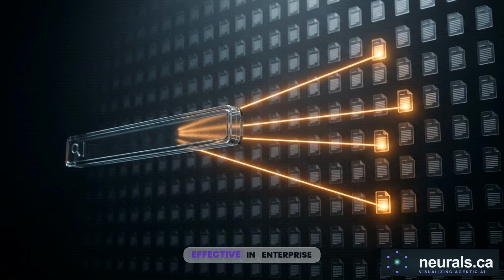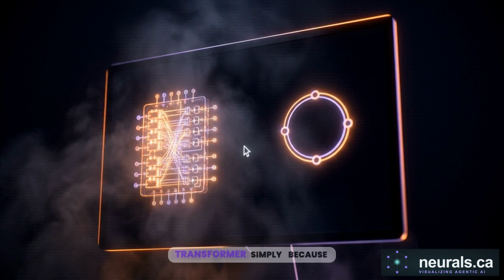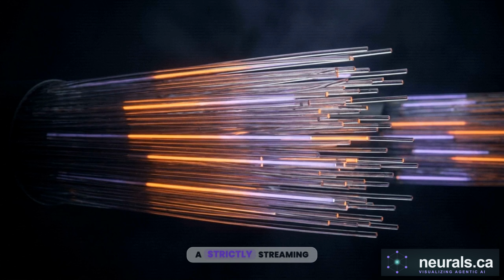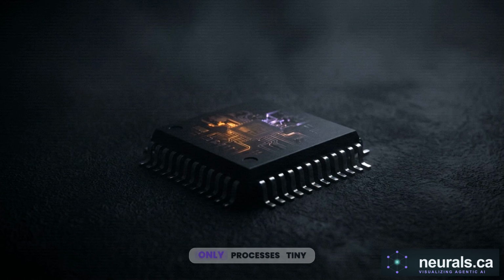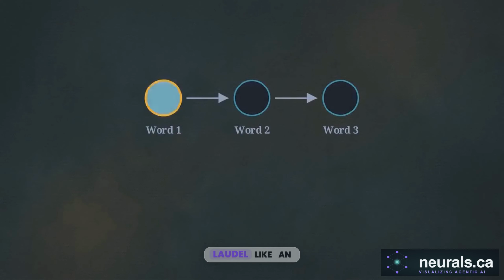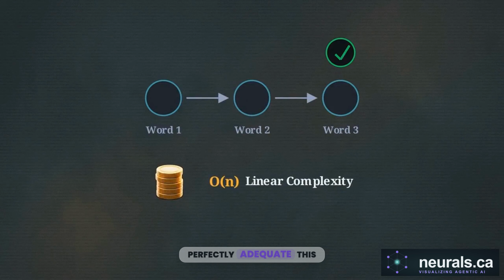And it is highly effective in enterprise search engines, using attention-based encoders to instantly map a user's query against vast libraries of internal documents. However, you should not reach for a transformer simply because it is an industry buzzword. If you are building a strictly streaming system, an ultra-low latency application, or a tool that only processes tiny sequences of data, an older lightweight model like an RNN or a GRU is significantly cheaper, faster, and perfectly adequate.